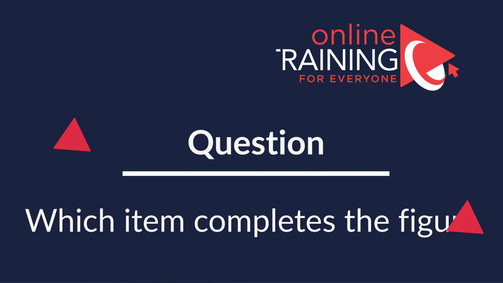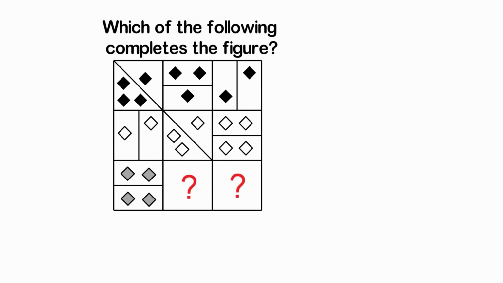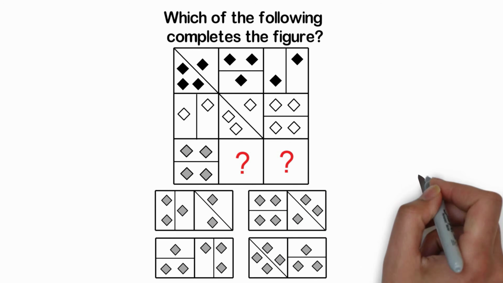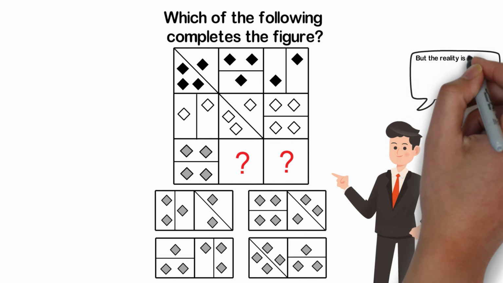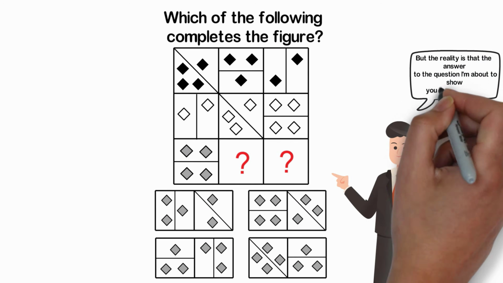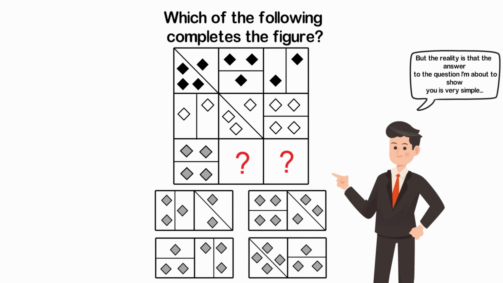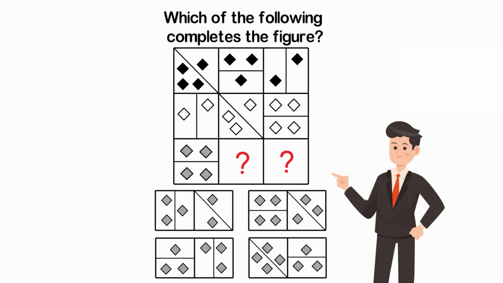When you see a question like this, you might ask yourself, how can it possibly be even more confusing? But the reality is that the answer to the question I'm about to show you is very simple. Let's look in more detail. You're presented with a 3x3 matrix. 2 of the shapes in the matrix are missing. They are located in the bottom row. And you have 4 possible choices for the answers: choices A, B, C, and D.